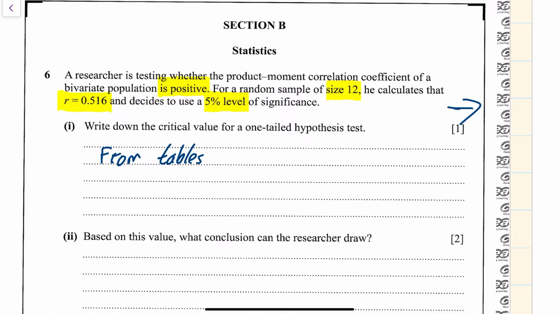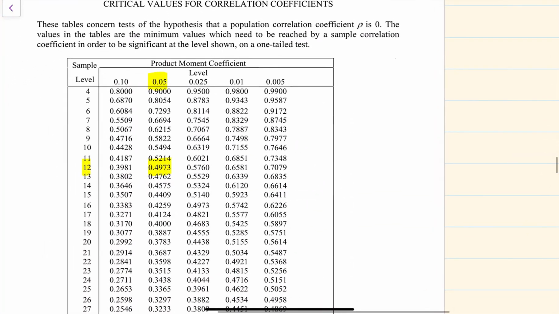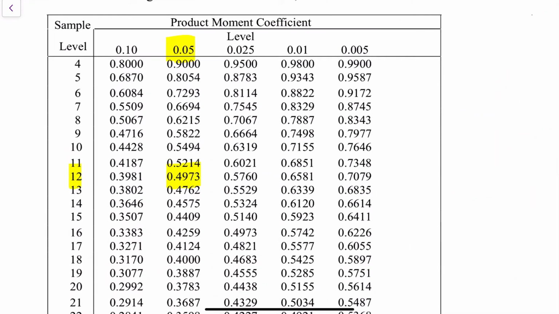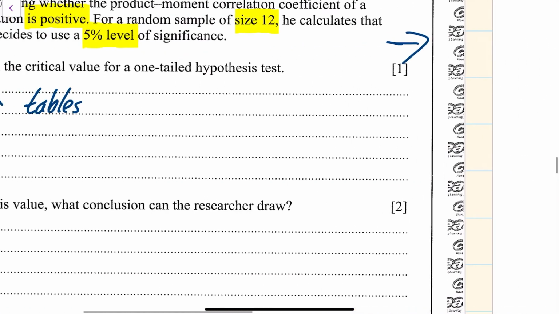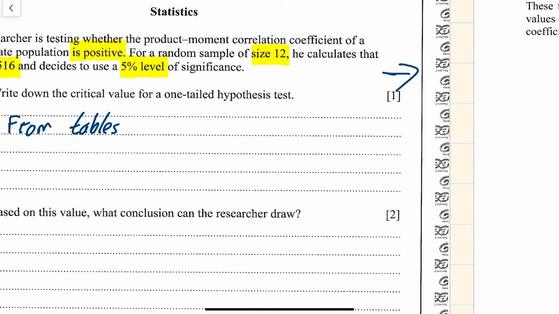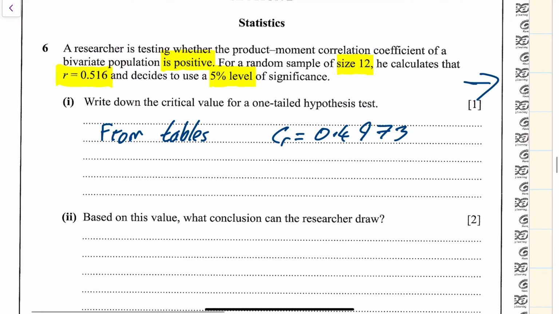So this is from the tables. These are the tables you're looking at here. There's 5% and 12, so you go across and down from this, and what you get is 0.4973. It was 5% and it was one-tailed, so my critical value is 0.4973. I don't think there are any calculators that can find the critical values for the product moment correlation coefficient, so we've got to use our table for that.